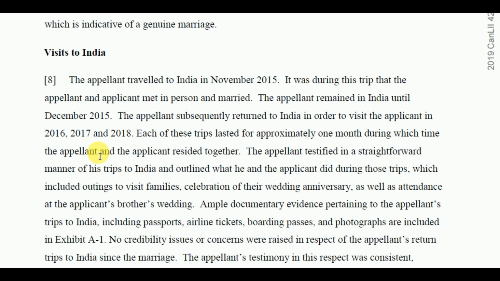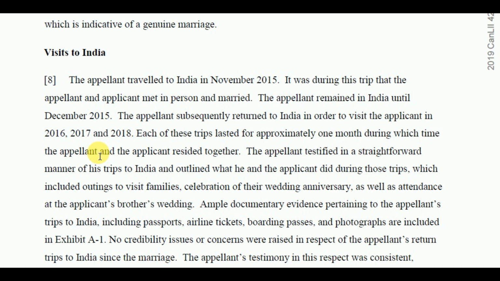So the appellant traveled to India in November 2015 around the marriage. It was during this trip that the appellant and the applicant met in person and married. The appellant remained in India until December 2015. The appellant subsequently returned to India to visit the applicant in 2016, 2017 and 2018. Every year the appellant returned to India to spend time with his wife, and each of these trips lasted approximately 1 month, during which the appellant and the applicant resided together.